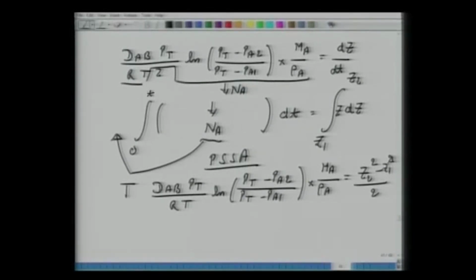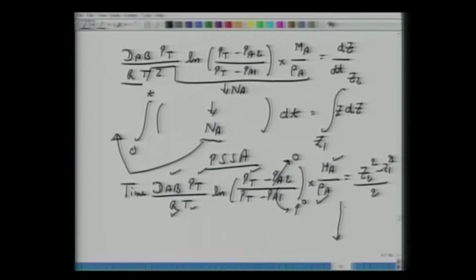Now all quantities are known here: total pressure, diffusion coefficient, R, this is the total time, and this is the temperature. PA2 at the outlet of the tube is 0 because the concentration there is 0. PA1 is nothing but the vapor pressure, which is given to us, along with the molecular weight, density of acetone, and the two heights, Z2 square minus Z1 square.